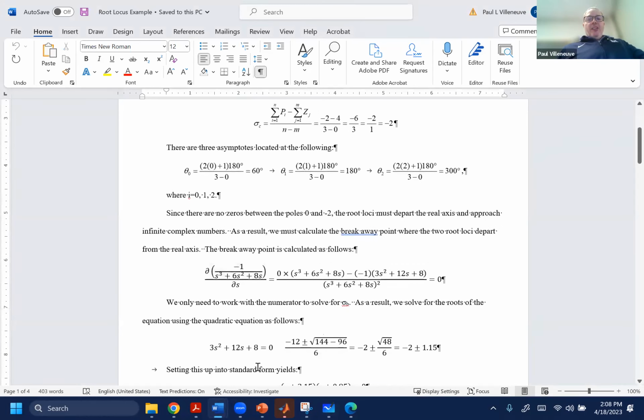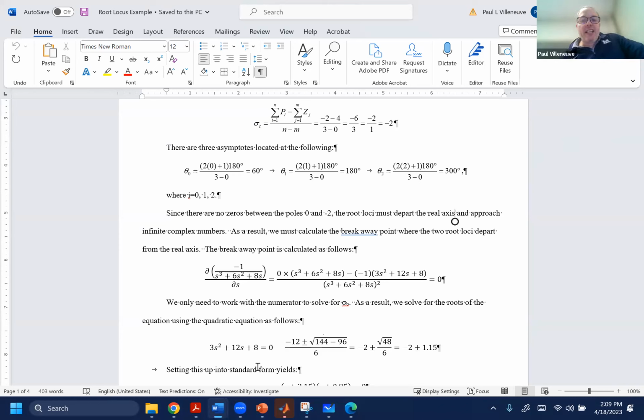So I have my angles. I'm going to calculate my breakaway points by doing my derivative of -1 over GH. So I've got my -1 over s cubed plus 6s squared plus 8s. The derivative of the numerator times the denominator minus the derivative of the denominator times the numerator gives me that value.